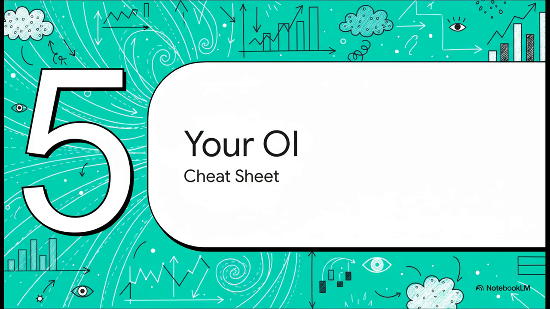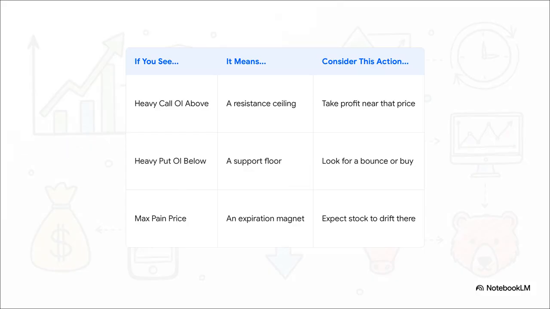So this is all fascinating theory, right? But how can you actually use these invisible forces in your own trading? Okay, let's turn this into a practical tool with a simple little cheat sheet. Here it is, your quick reference guide for turning open interest data into actual trading ideas. If you see a giant wall of calls above the current price, that's a potential ceiling, maybe a good spot to think about taking profits. If you see a huge floor of puts below, that's potential support, a place to look for a bounce. And that max pain price? Well, that's the market's center of gravity for the week.